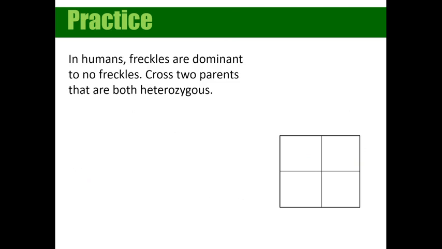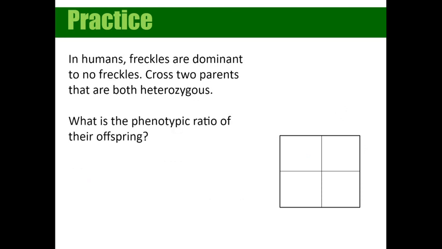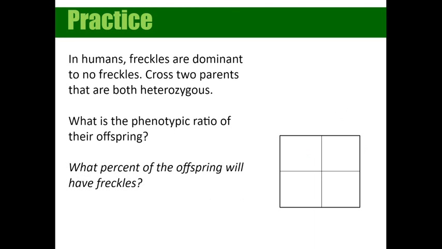Now, in humans, freckles are dominant to no freckles. So let's cross two parents that are both heterozygous for freckles. Tell me, what is the phenotypic ratio of their offspring? What percentage of their offspring will have freckles? And solve your Punnett square. All right, so if both parents are heterozygous, they both have a big F and a little f for freckles. So let's fill in our box here.